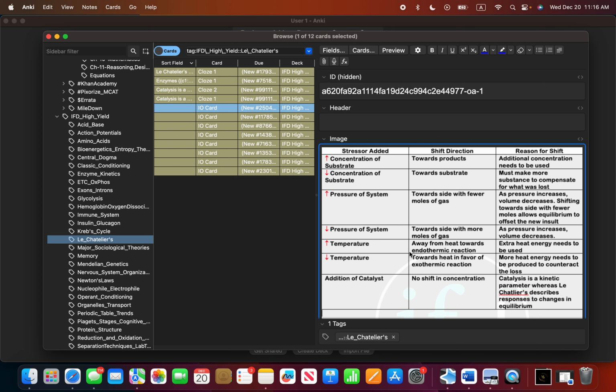And from this, we understand that exothermic reactions are reactions that produce heat, and endothermic reactions are ones that use heat.